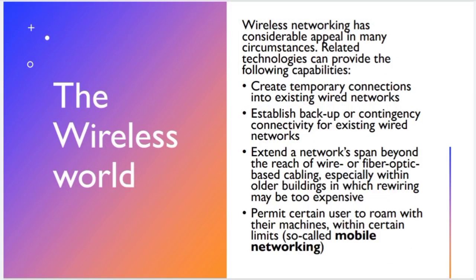Wireless networking has considerable appeal in many circumstances. Related technologies can provide the following capabilities. The first one is to create temporary connections into existing wired networks. The second one is to establish backup or contingency connectivity for existing wired networks. The third one is to extend a network span beyond the reach of wire or fiber optic based cabling, especially within older buildings in which rewiring may be too expensive. And the last one is to permit certain users to roam with their machines within certain limits, the so-called mobile networking.